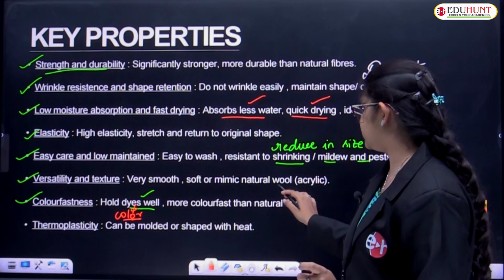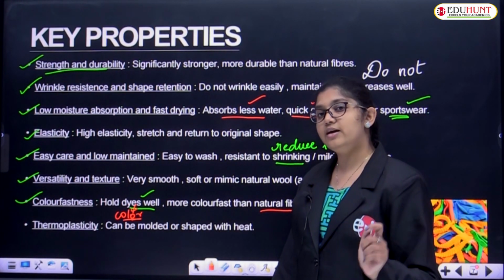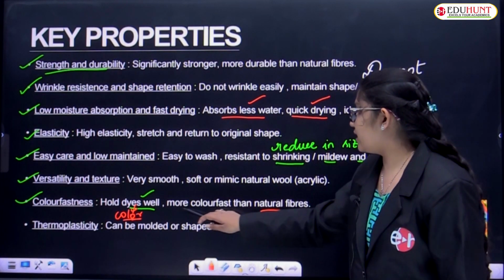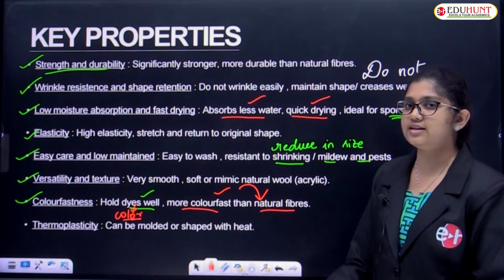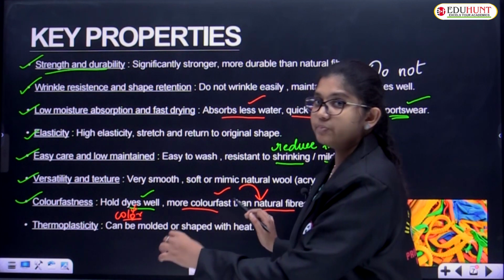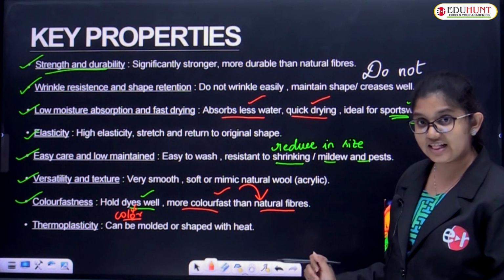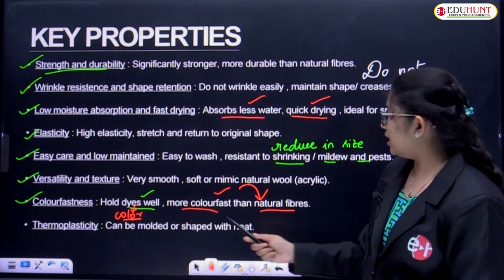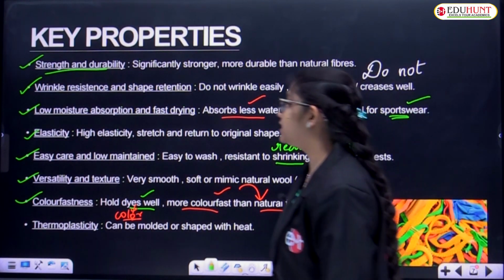But what about synthetic fibers? Synthetic fibers can easily dye well, and they have more color fastness than natural fibers, whereas natural fibers easily give off the colors outside. But here, synthetic fibers are long lasting and they hold the dyes very, very well compared to natural fibers. Ready? Okay.